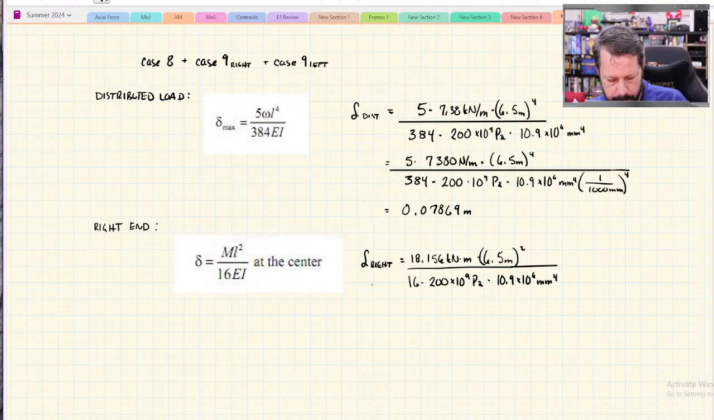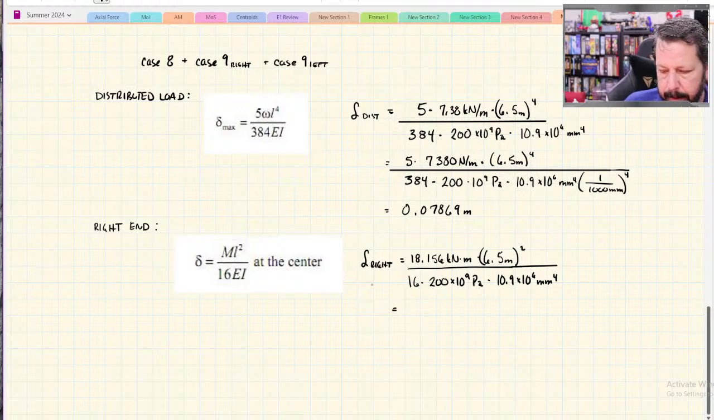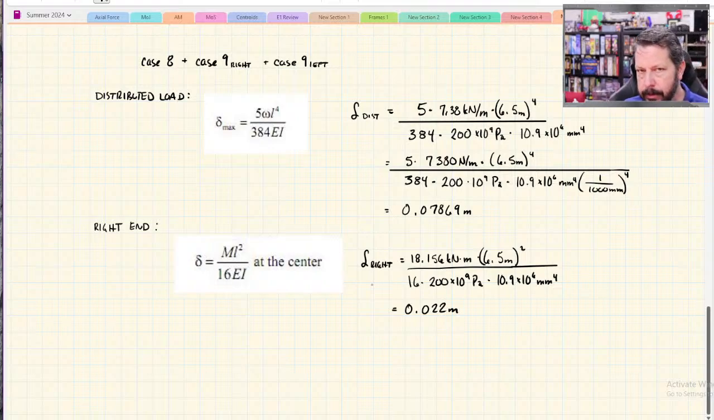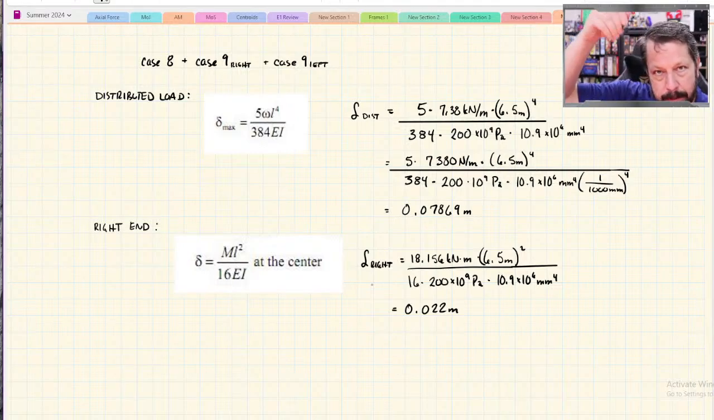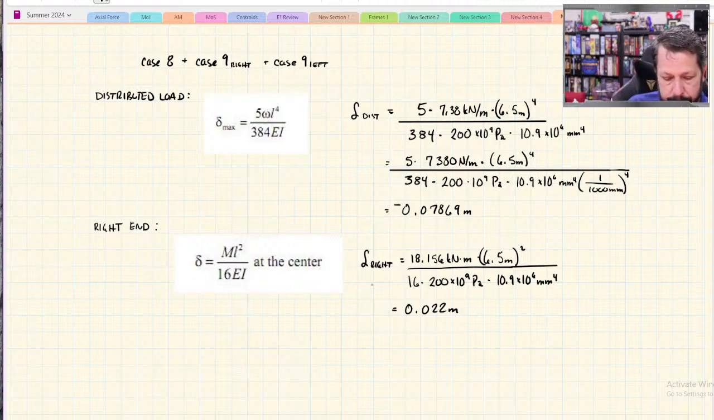If you were using MathCAD or something, then you could just let it take care of the units for you. Okay. I get a deflection of 0.022 meters. Now, we do need to make sure our signs are working out here. So the delta one, since it's pushing the beam down, I'm going to give it a negative. And since this moment is twisting the beam in a way that makes the center of the beam move upwards, I'll give this one a positive.